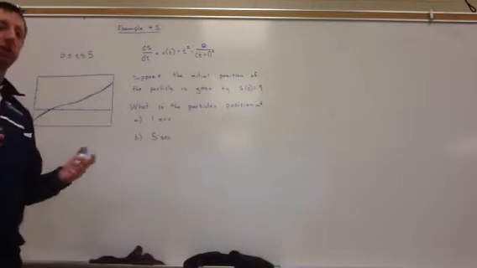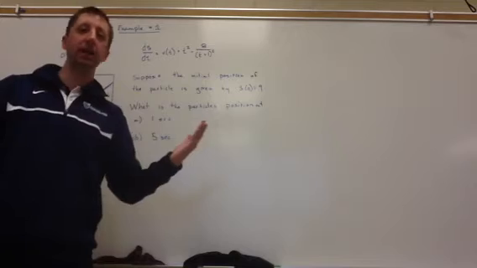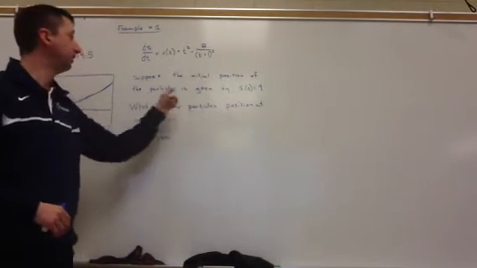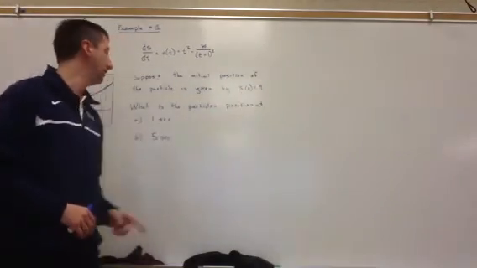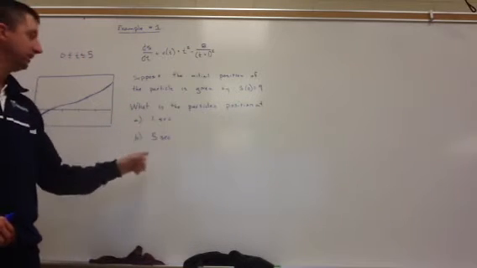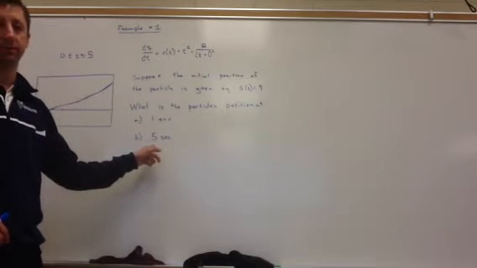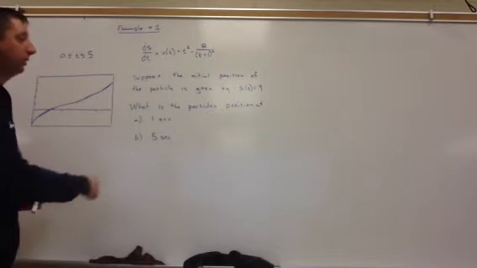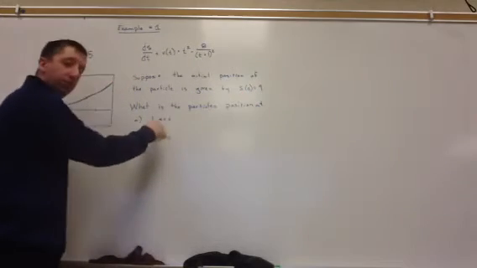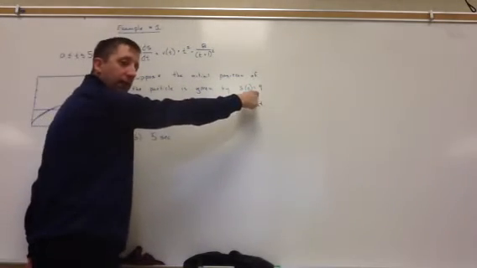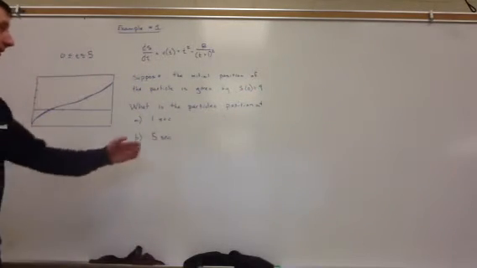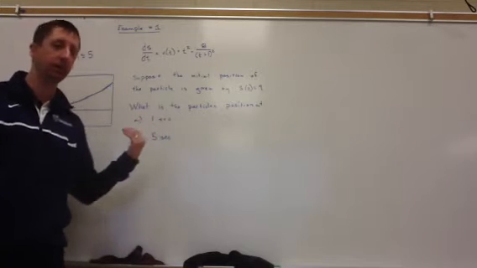So now we're going to start to look at, given the velocity function, can I tell where the particle is? Well, suppose the initial position of the particle is given by s of 0 equals 9. What is the particle's position at A, 1 second, and B, 5 seconds? So we know that if it starts off at 9, and after 1 second it's going to be going to the left, so when we find its position it should be something less than 9. Okay?